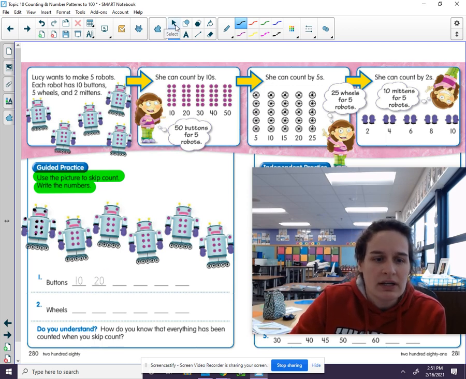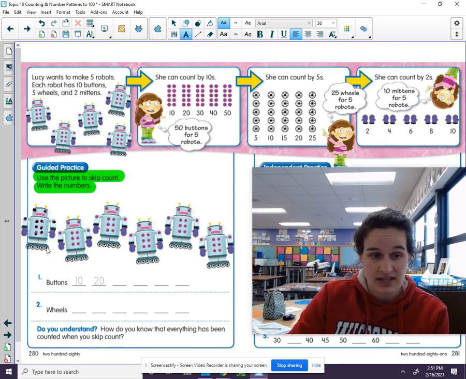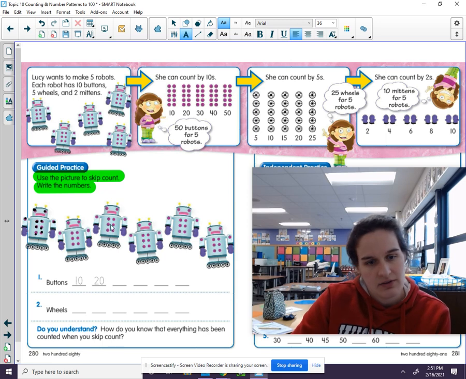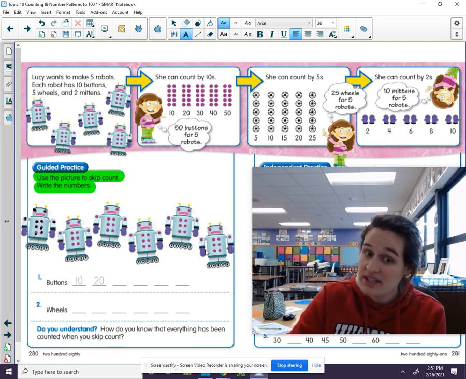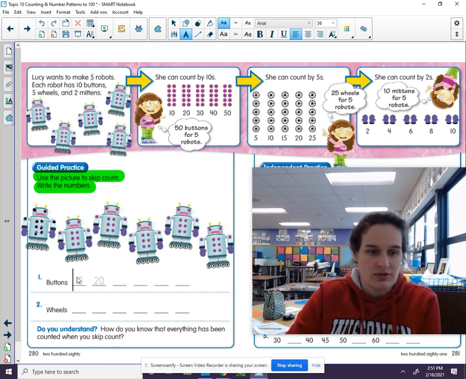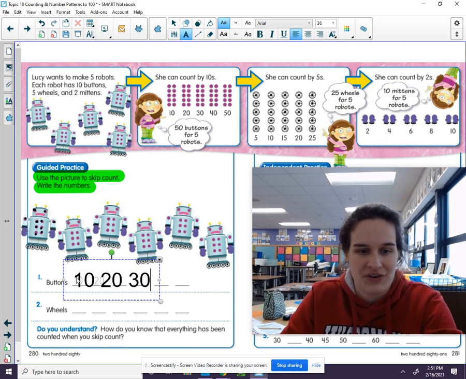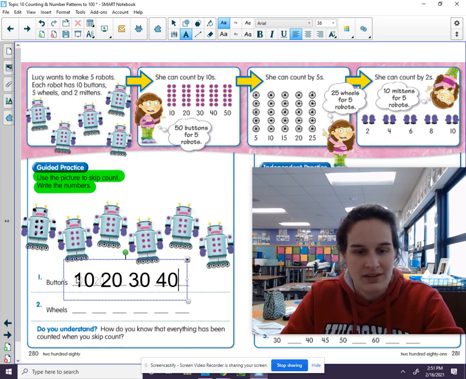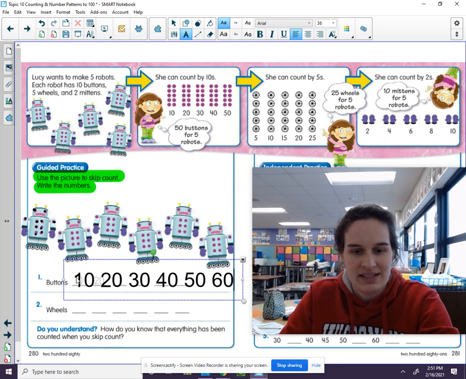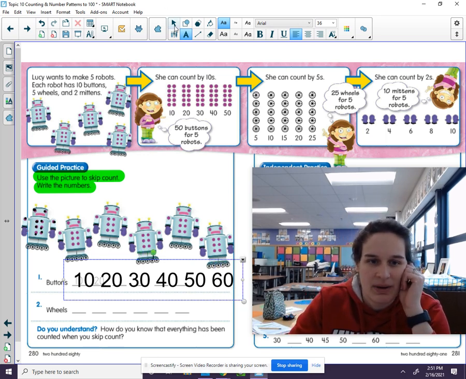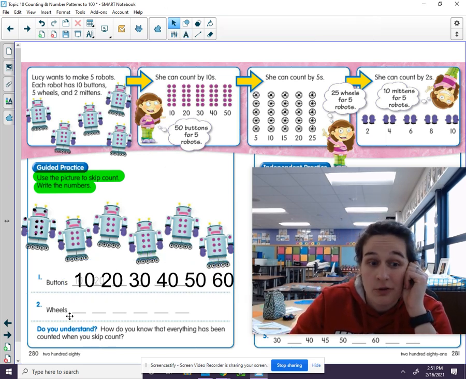So let's go ahead and we're going to count by 10 to see how many. So buttons 10, 20, 30, 40, 50, 60. It would take 60 buttons. Let's go ahead and we'll write that down here now too. So it was 10, 20, 30, 40, 50, 60. It took 60 buttons.